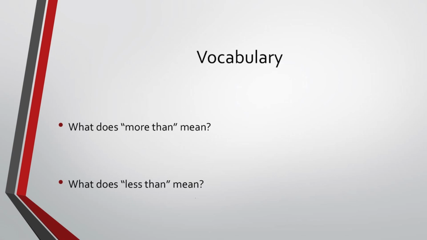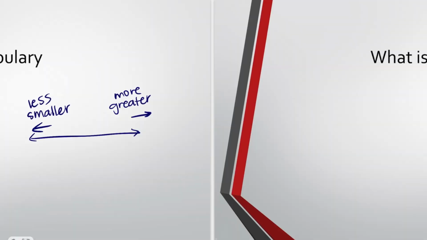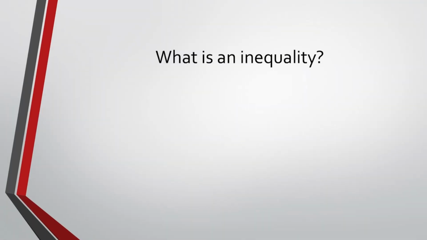So a quick recap of vocabulary that will be really important for today's lesson. More than means greater value, and less than means a smaller value. And we're really thinking about these in terms of a number line. So greater or more than is this direction, whereas smaller and less than are in this direction here. And that's going to help us distinguish which one is greater, which one is smaller, or which one is more than, which one's less than. Those words are interchangeable, really.